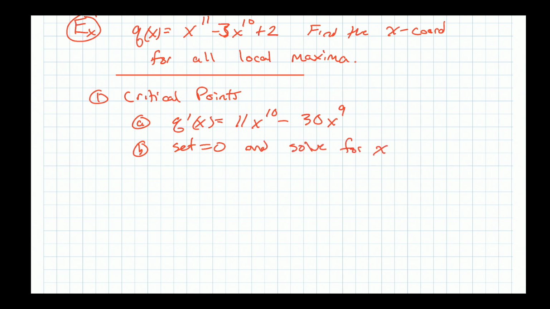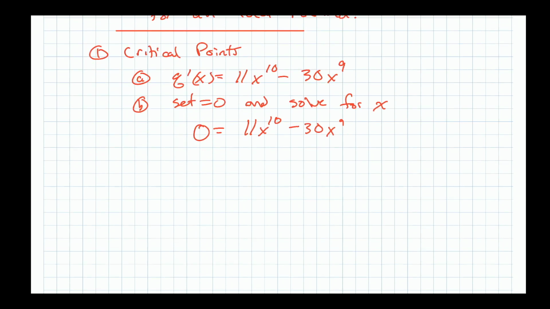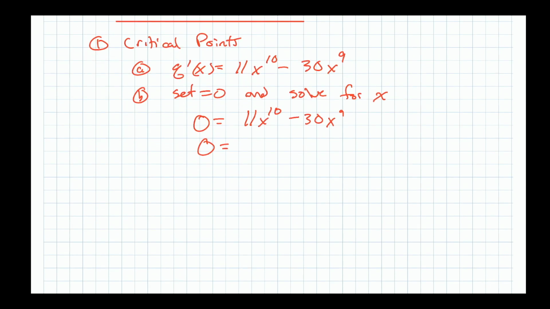Hopefully that's not hard. 0 equals 11x to the 10th minus 30x to the 9th. So it looks like we can factor out an x to the 9th. And we get 11x minus 30. All right.